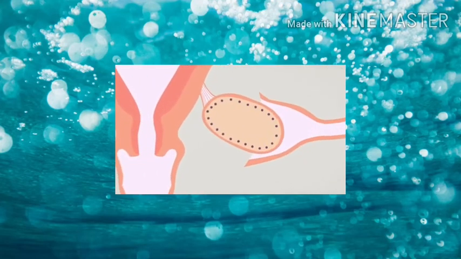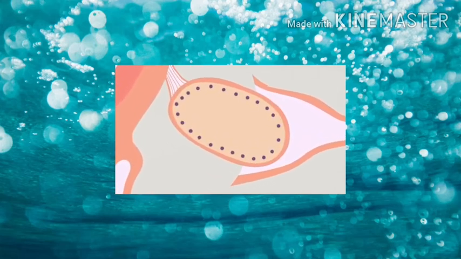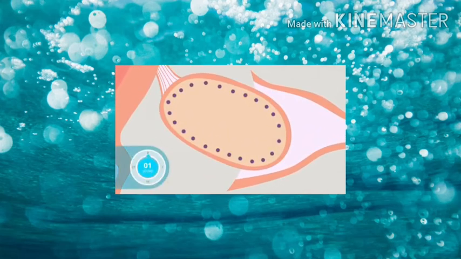If the oocyte is not fertilized within 24 hours, the corpus luteum becomes inactive and transforms into the corpus albicans. Due to this, secretion of estrogen and progesterone stops completely. The endometrium starts to degenerate. In the absence of these two hormones, the tissue of the degenerating endometrium and the unfertilized ovum are discharged out through the vagina.